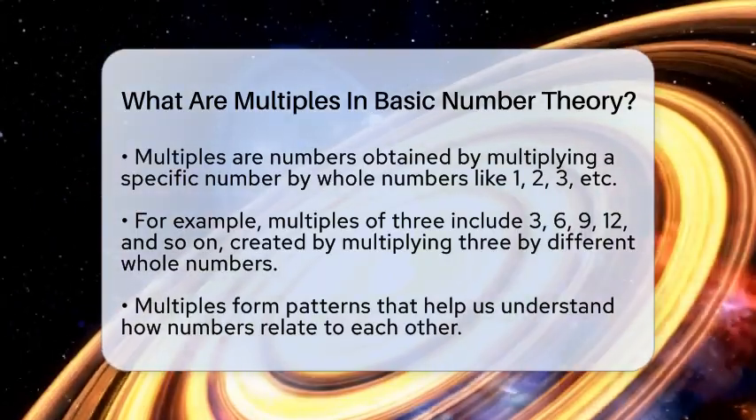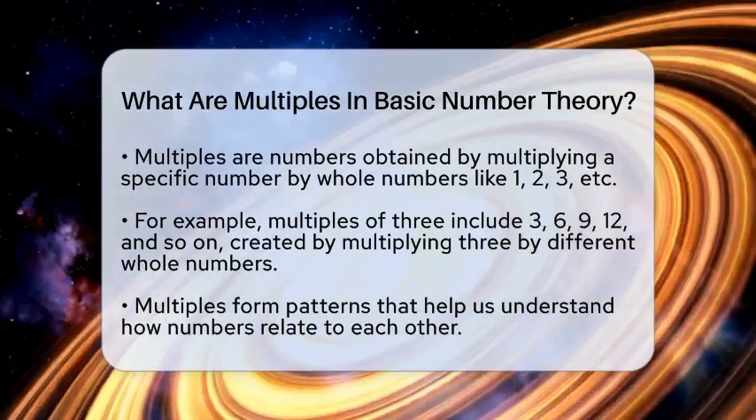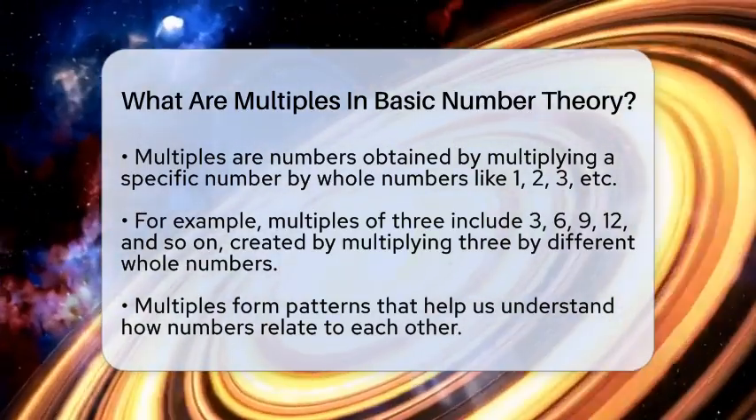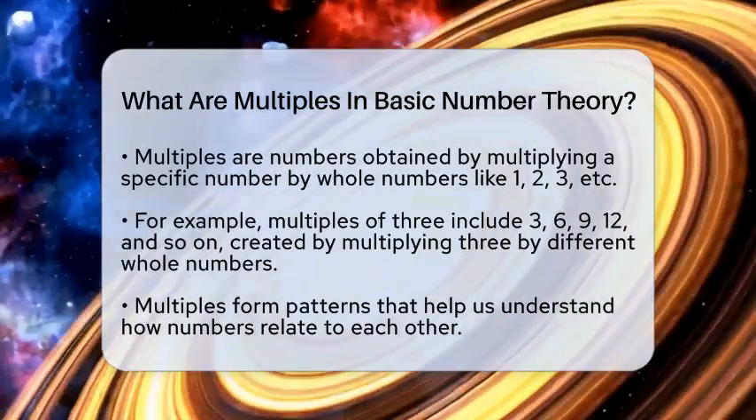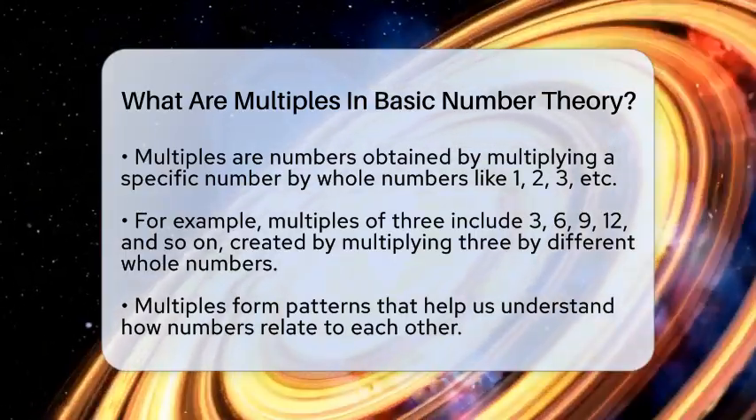For example, if you pick the number 3, then the multiples of 3 are 3, 6, 9, 12, and so on. You get these by multiplying 3 by 1, 2, 3, 4, and so forth. These multiples go on forever, making a pattern that helps us understand how numbers work together.